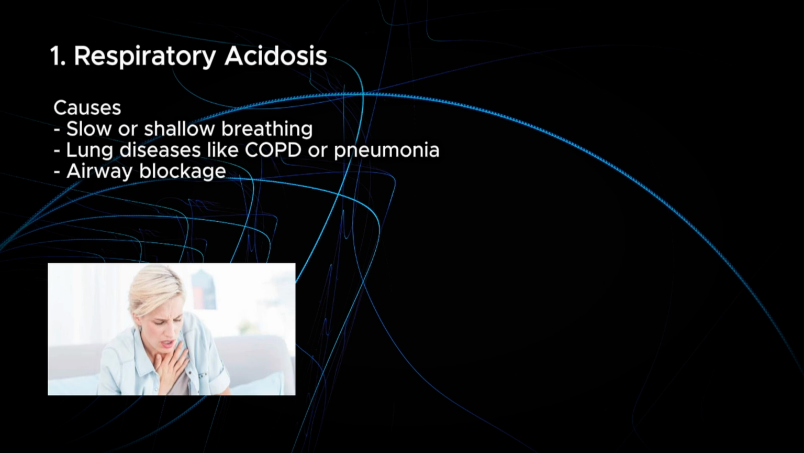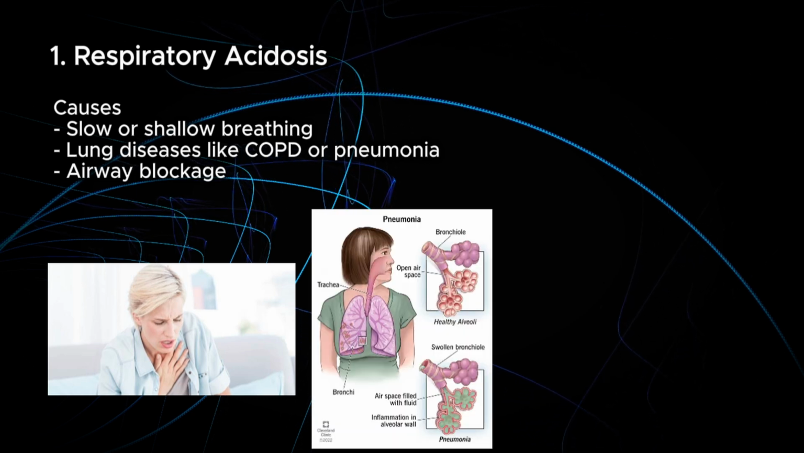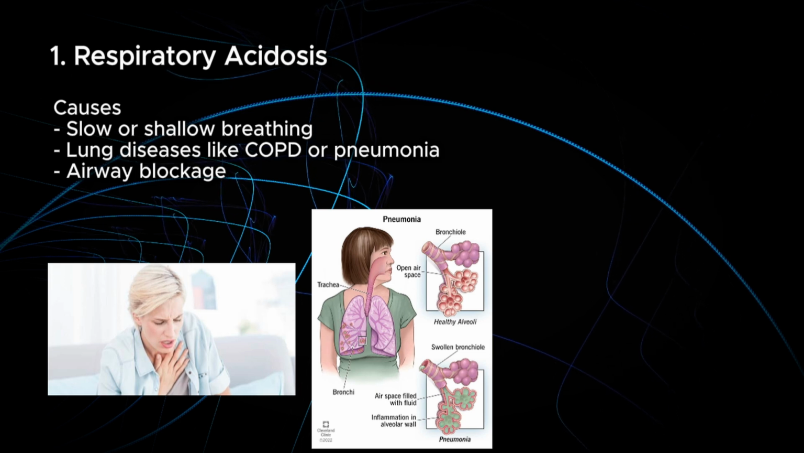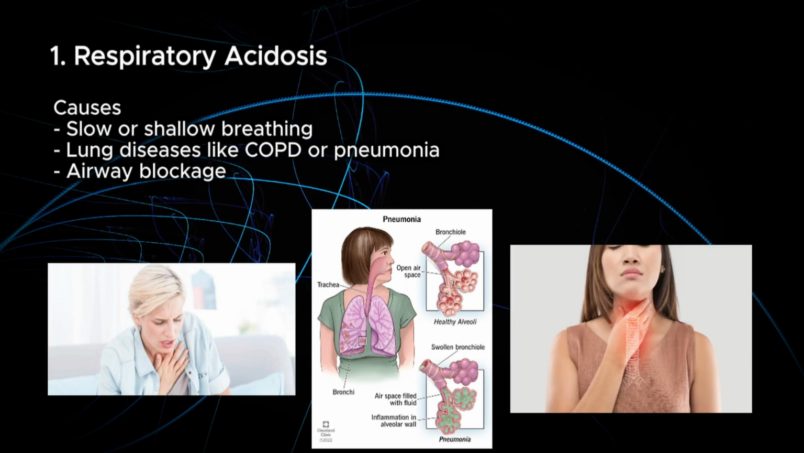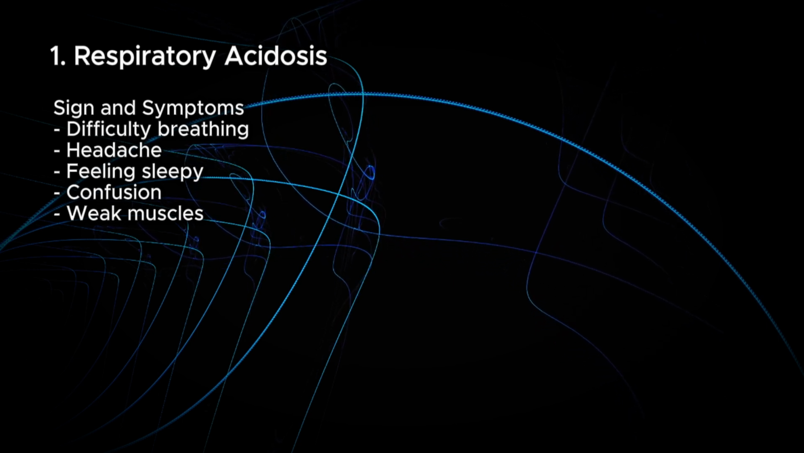First is slow or shallow breathing. Second is lung diseases like COPD or pneumonia. Third is airway blockage. Signs and symptoms of respiratory acidosis.